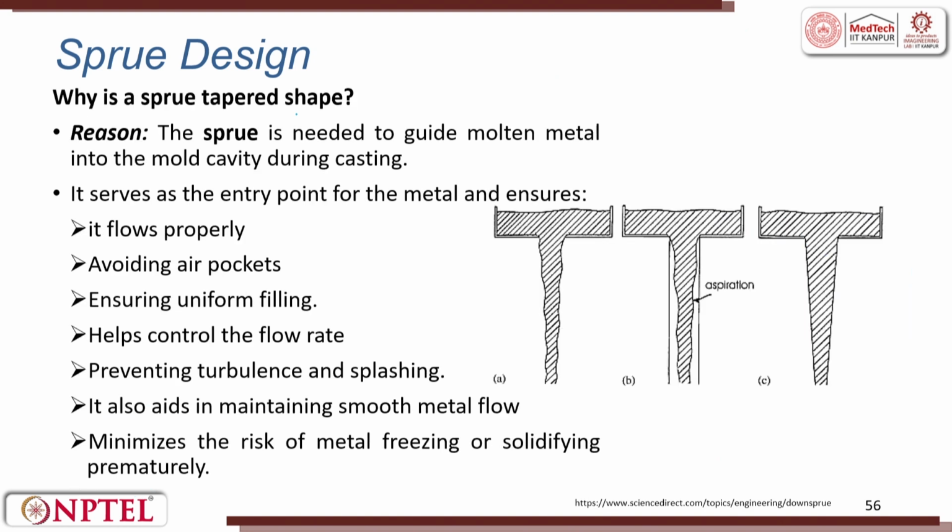Why is the sprue tapered in shape? Reason: the sprue is needed to guide molten metal into the mold cavity during casting. So, it serves as the entry point for the metal and ensures a proper flow. It avoids air pockets. It ensures uniform filling. So, you see here, if it is not tapered, you will have it like this. Then you will have aspiration, where air is getting in if it is parallel, right. So, that is why we always keep it as a taper.